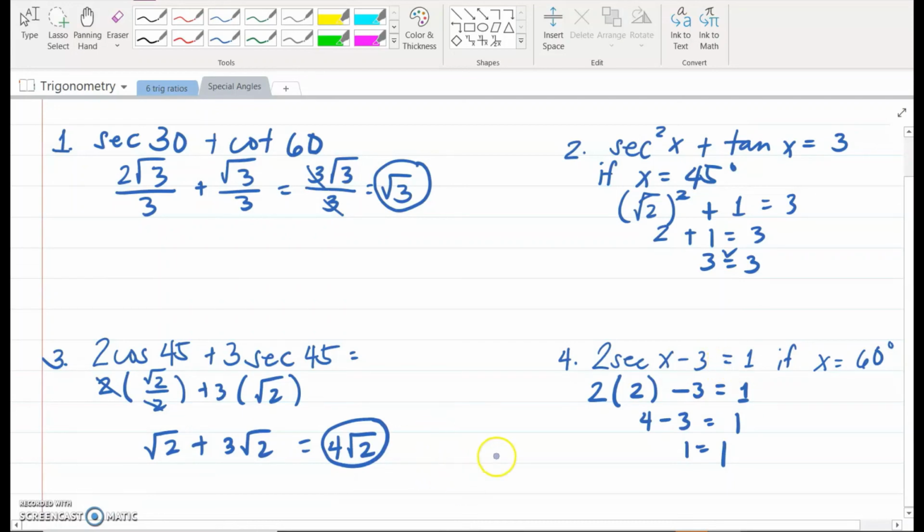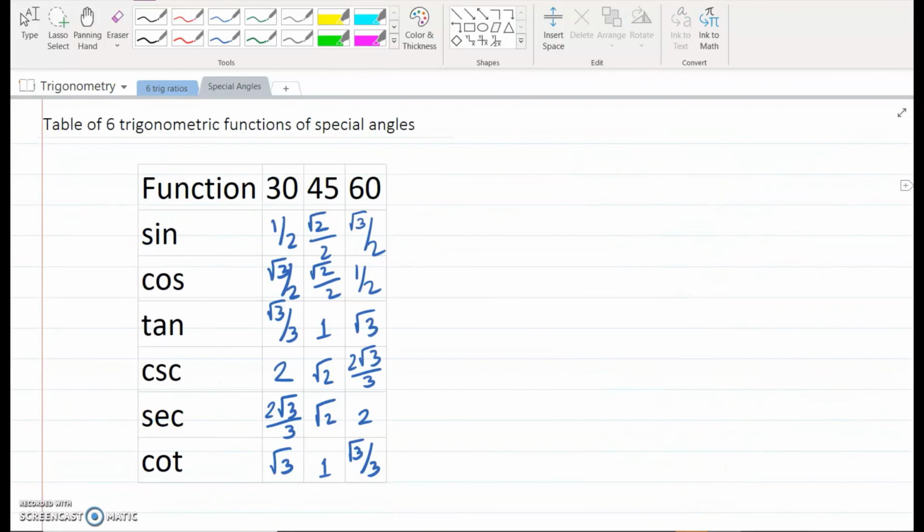Okay. So there you have it. The values of trigonometric functions for 30, 45, and 60 degrees.